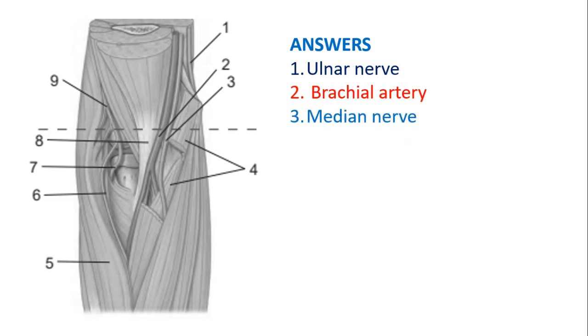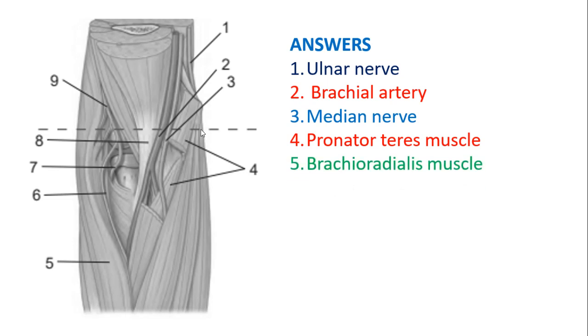Three is just the median nerve, which is coming from the medial cord and the lateral cord of the brachial plexus. So watch my video on the brachial plexus for you to be able to know the ulnar nerve and also the median nerve. Then 4 is just the pronator teres muscle, which is one of the muscles of the anterior compartment of the forearm. Then we have the brachioradialis muscle, which is another important muscle that you need to take note of.